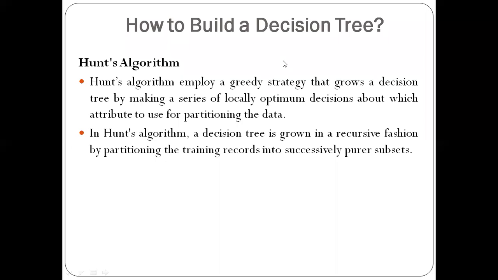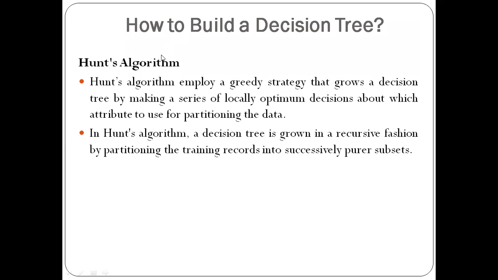In the last class, we were discussing the decision tree. We have seen one of the algorithms we use to build a decision tree. The algorithm name is Hunt's algorithm. This algorithm applies a greedy strategy to build a decision tree, and it makes locally optimum decisions to partition the data. It applies a recursive function so that it can partition the data successfully and build the final decision tree.